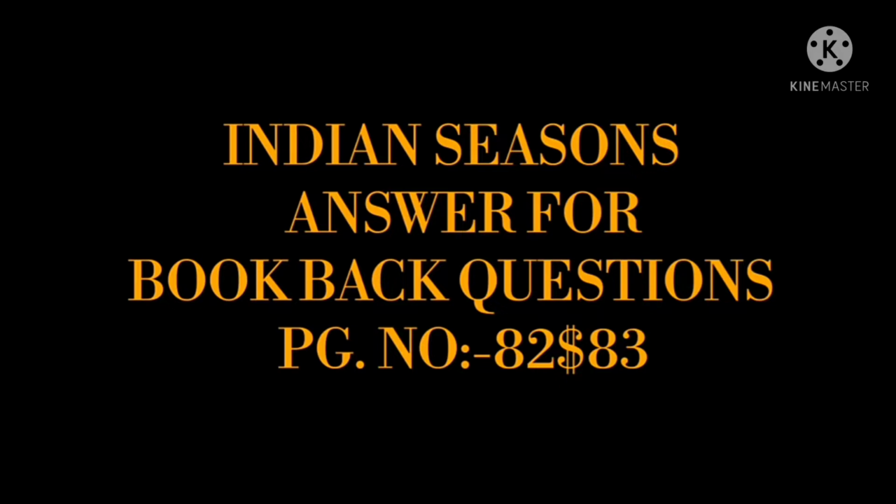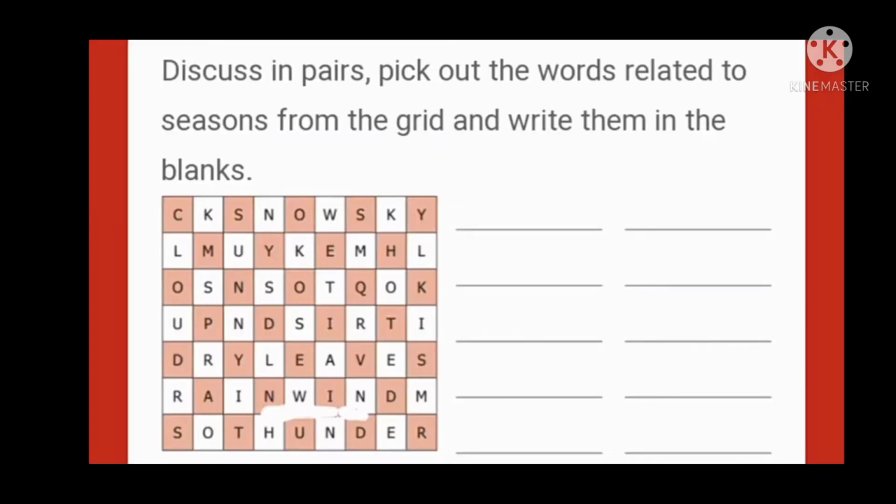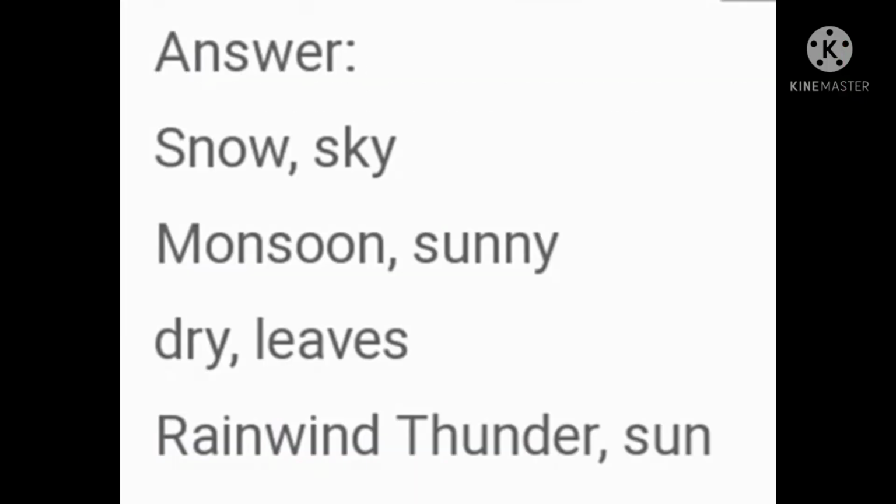Let us discuss the book back exercise for the poem. On page number 81, we have a warm up activity. What we want to do is pick out the words related to the season and fill in the blanks. And the answers are snow, sky, monsoon, sunny, dry leaves, rain, wind, thunder, sun. We have to check row wise as well as column wise.